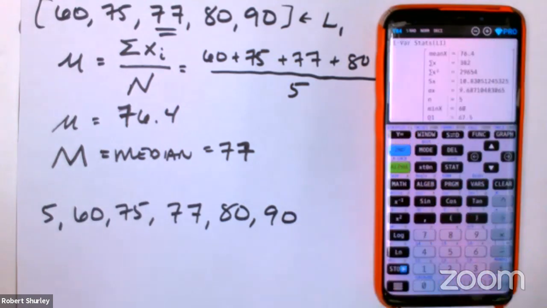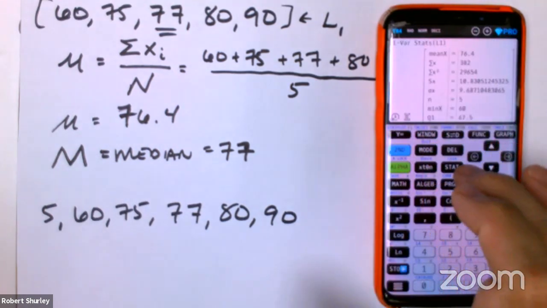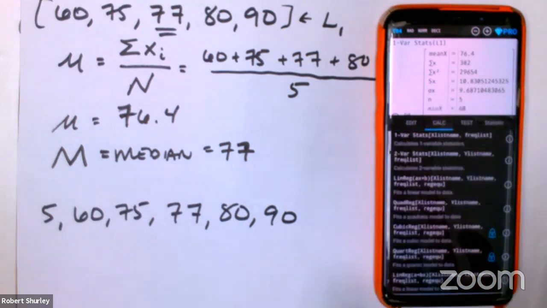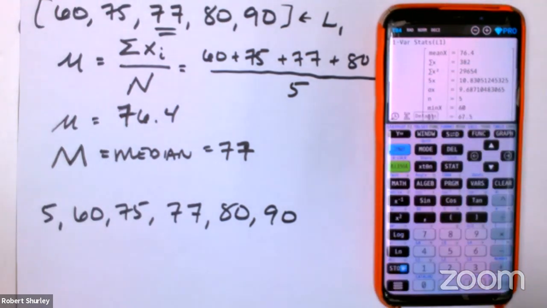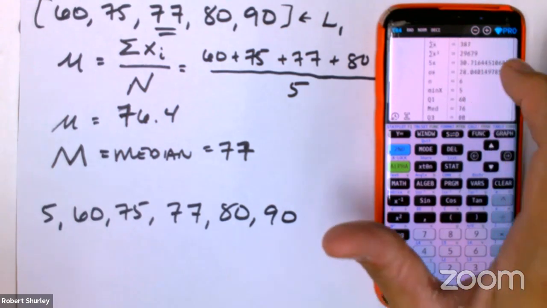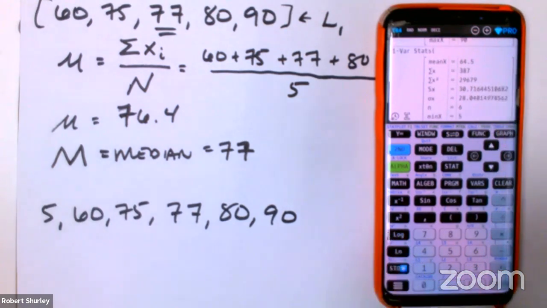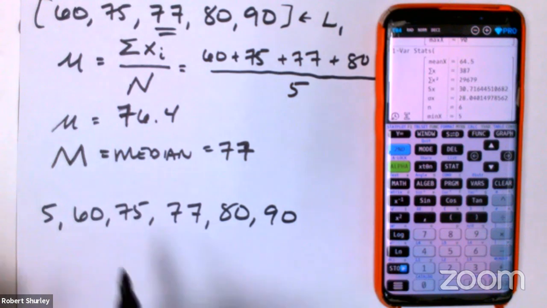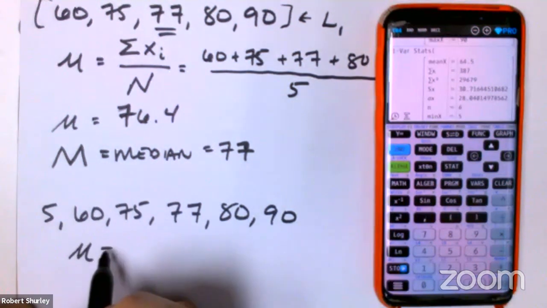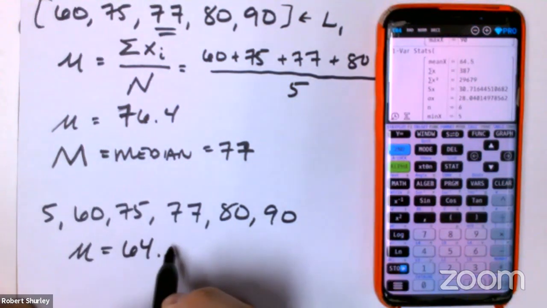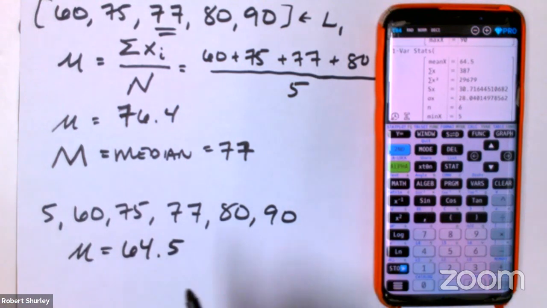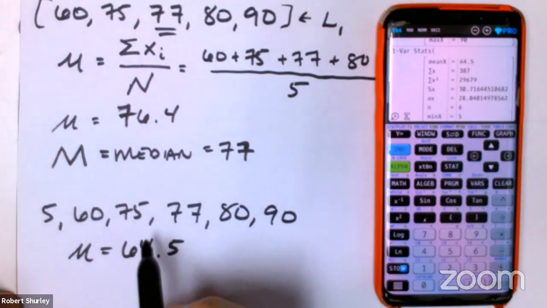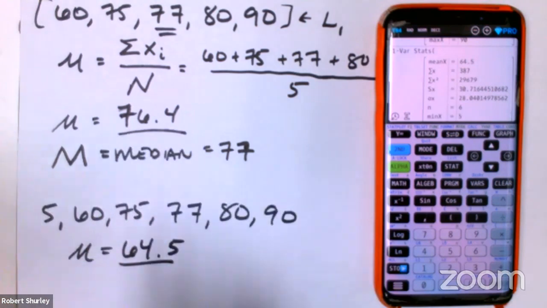Let me get out of here. And I'm going to go to stat, and I'm going to go to calc, one variable stats, L1, and we'll see that my mean now has changed to 64.5. Holy cow. So one bad grade jumped my average by over 12 points, right?